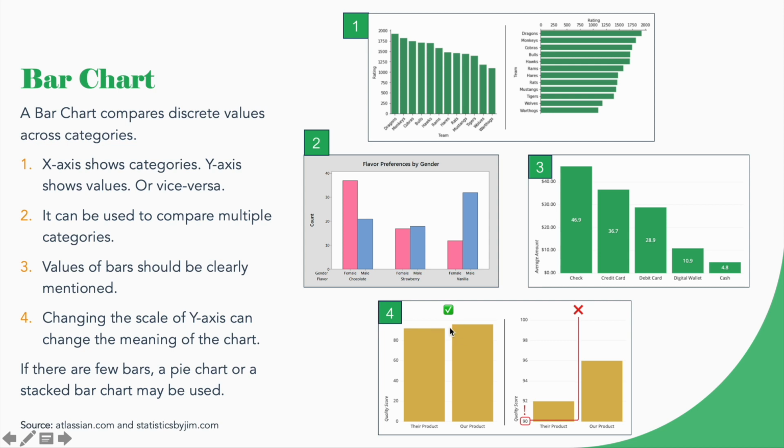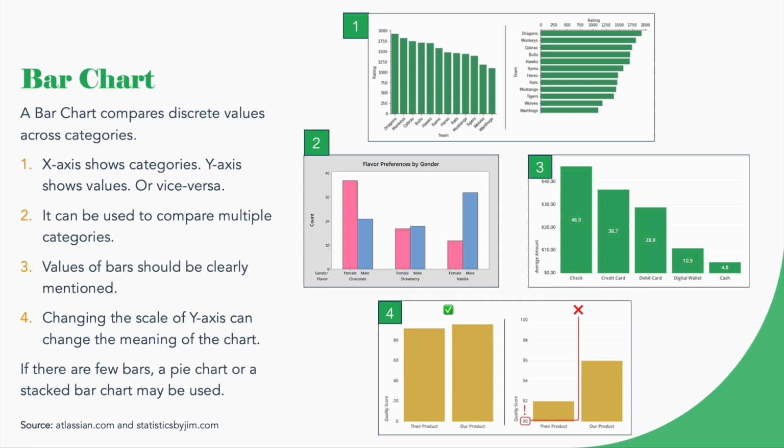So you can see that there's not much difference. But if you change the y-axis and you start the count at 90, then it looks like our product is so much better than their product. It's like nearly 3 times better. But that's not the case, right? So changing the y-axis can change the meaning of the chart in a bar chart as well, just like it does in a line chart.